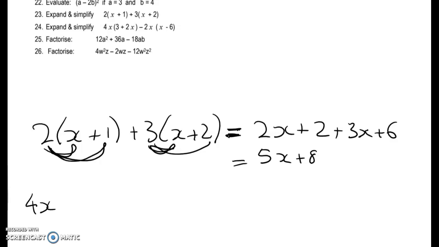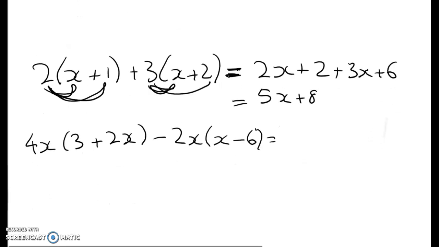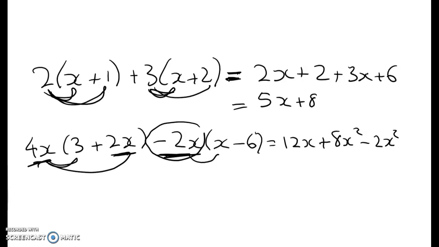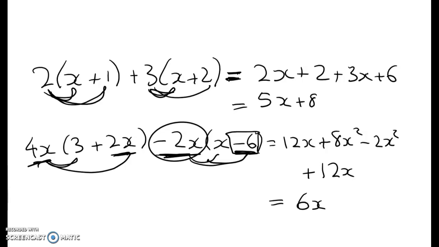Question 24 is similar, but a little bit harder. Right, so it's 4x times 3, 12x, plus 4x times 2x, 8x squared, minus 2x times x, 2x squared, now be careful here, minus 2x times negative 6. So that's going to be plus 12x. I'm left with 6x squared plus 24x.